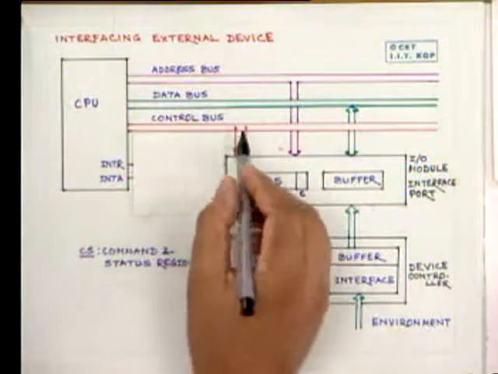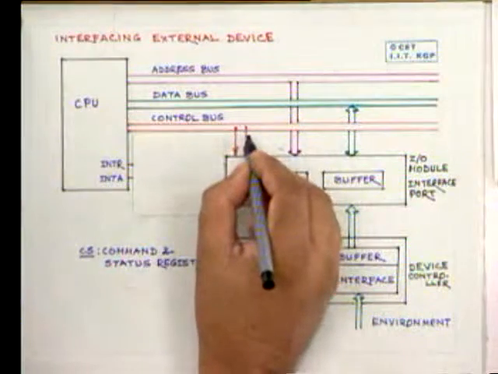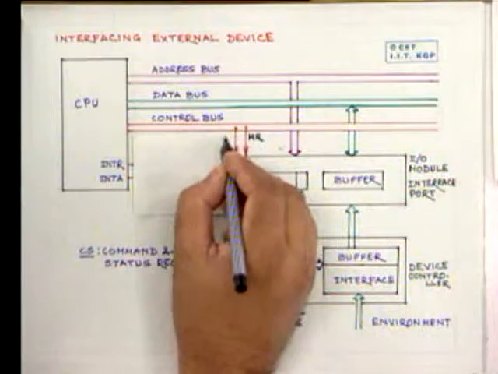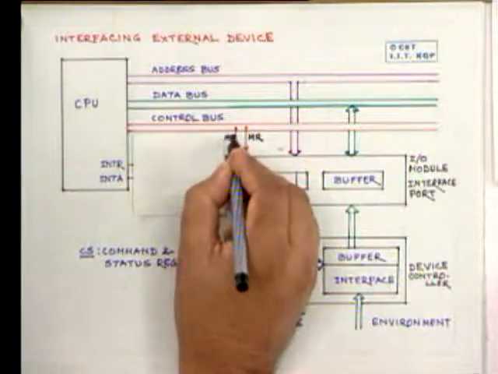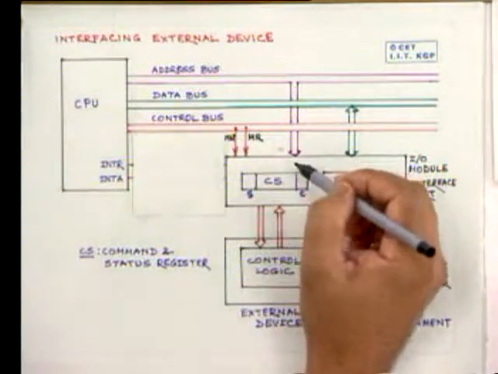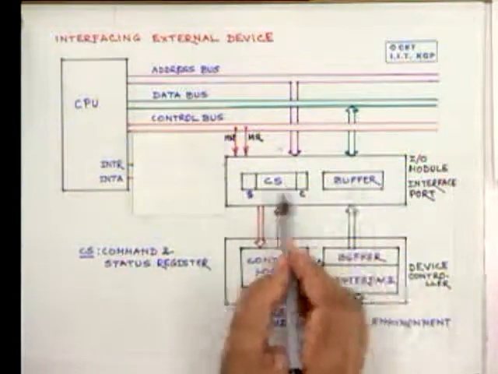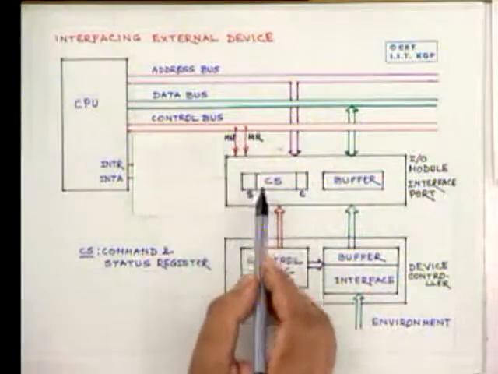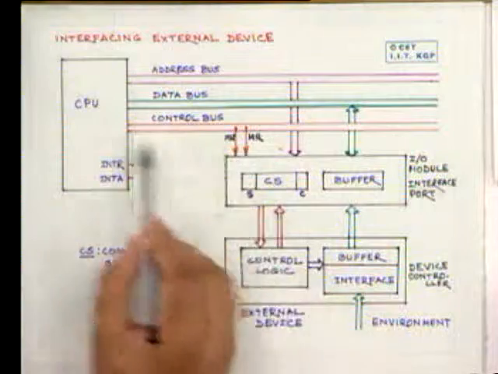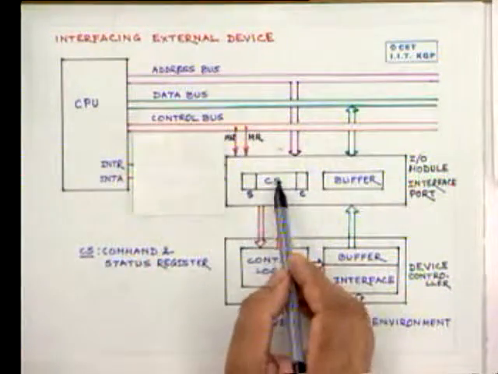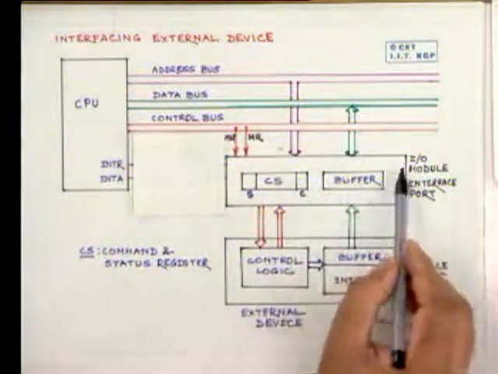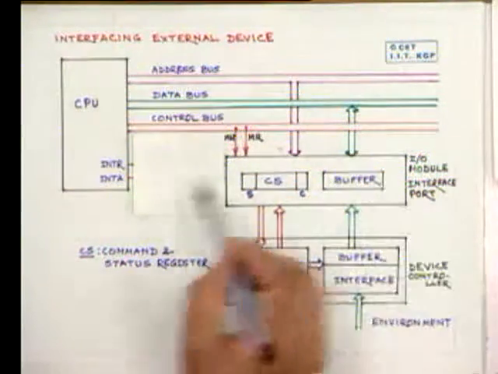In that case, these two signals should be, say, memory read signal, and here it should be memory write signal that will be connected. Now, if this address decoding circuit chooses these two registers and it is chosen as a memory read or a memory write by means of the CPU, then these are called memory mapped I/O. The entire interface is memory mapped.